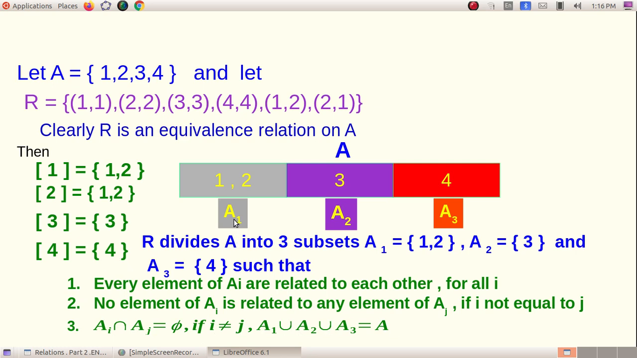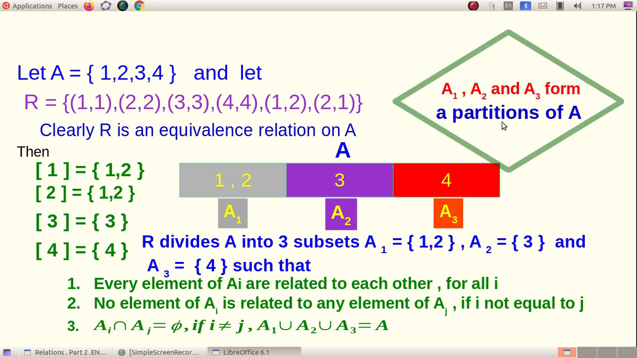It means that these three subsets of A satisfy these three conditions. Every element of Ai is related to each other. No element of Ai is related to any element of Aj. Pairwise intersection is empty and total union is A. Any sets satisfying these three conditions are called partitions or subdivisions of A. Hence, A1, A2 and A3 form a partition of A.